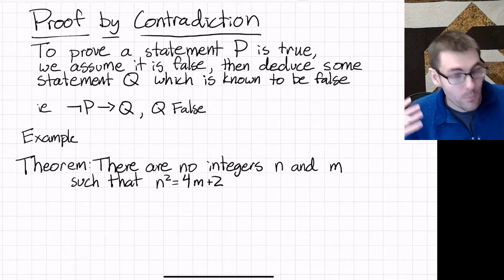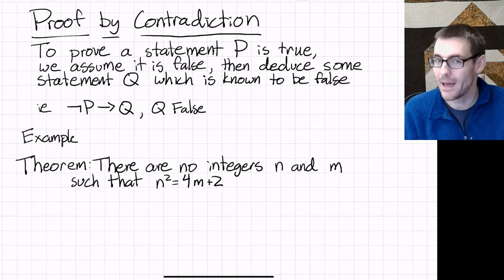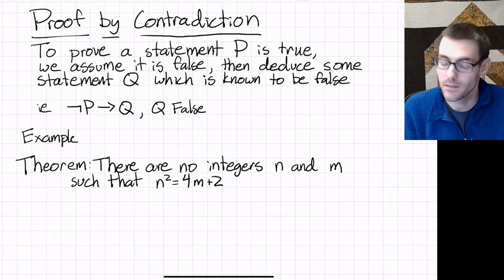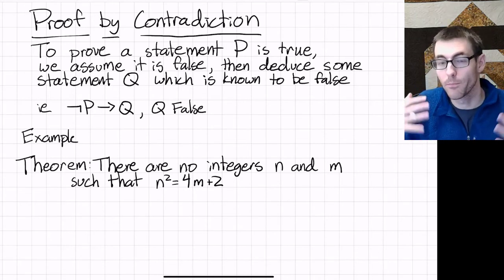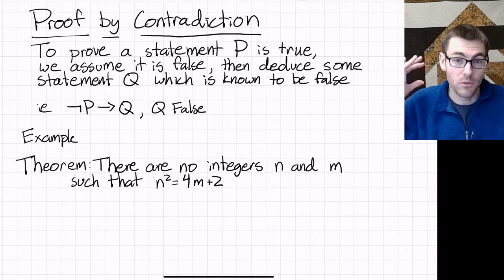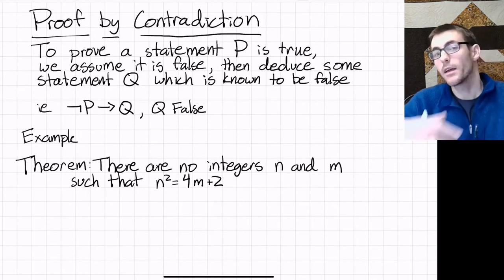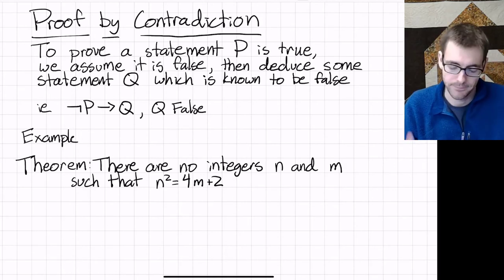However, if we actually want to prove this, we need to show that it's true for every possible choice of n and m. And one way to do this, in this case probably the easiest way of going about proving this, is by contradiction. We're going to assume that the statement is false, and then come to some absurd conclusion.